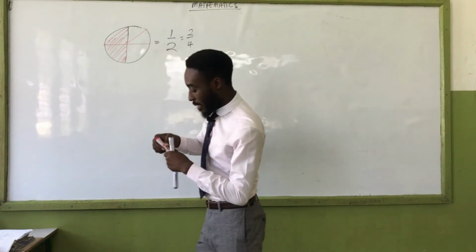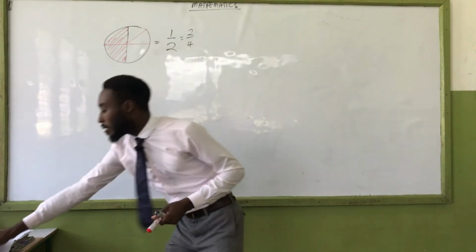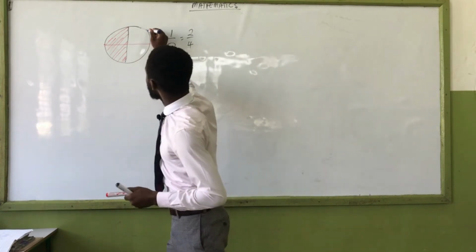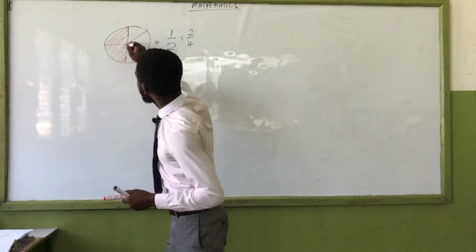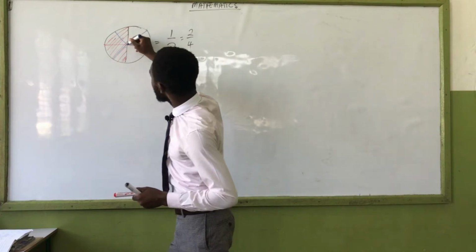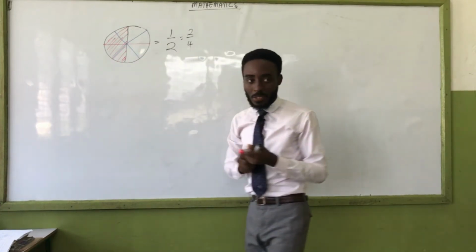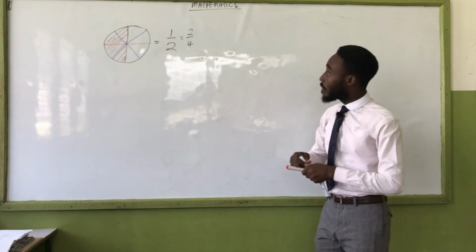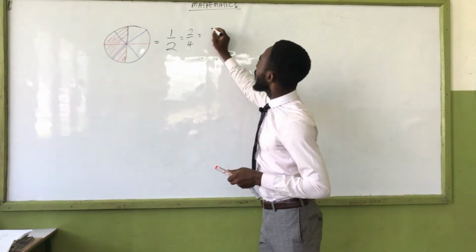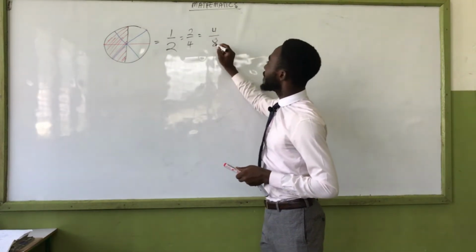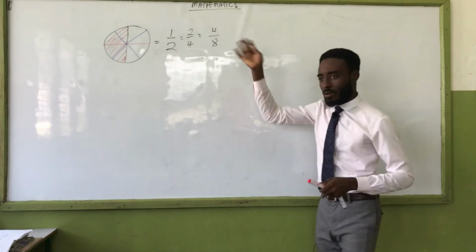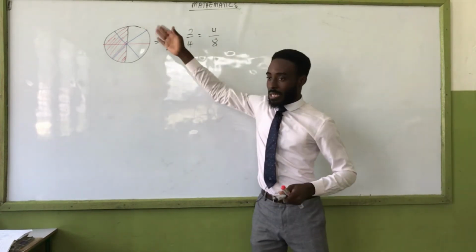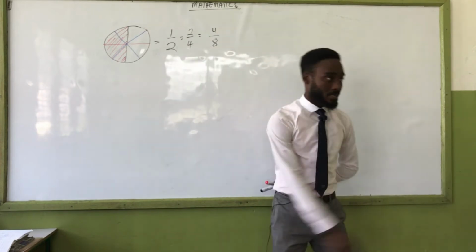All right. What if I cut it again? Let me use a different color to make it clearer. What if I cut it into this other part? I cut every part into 2. How many parts have I taken here? 4 out of 8. Okay, we could cut on and on and on. We could divide into further sizes, right?